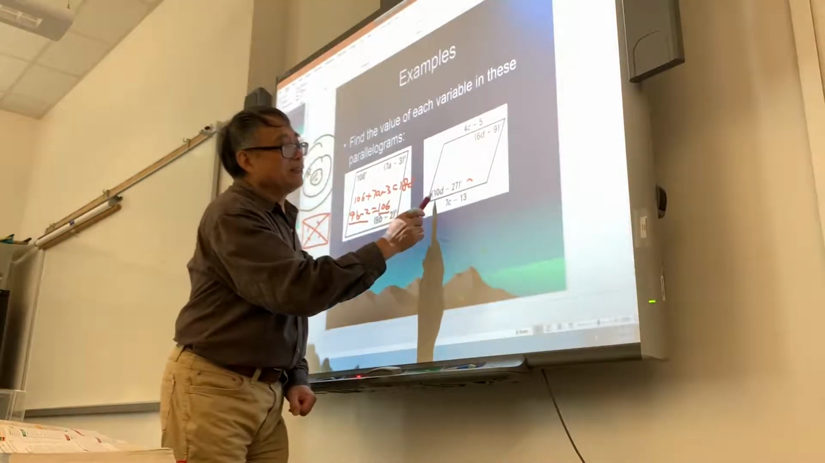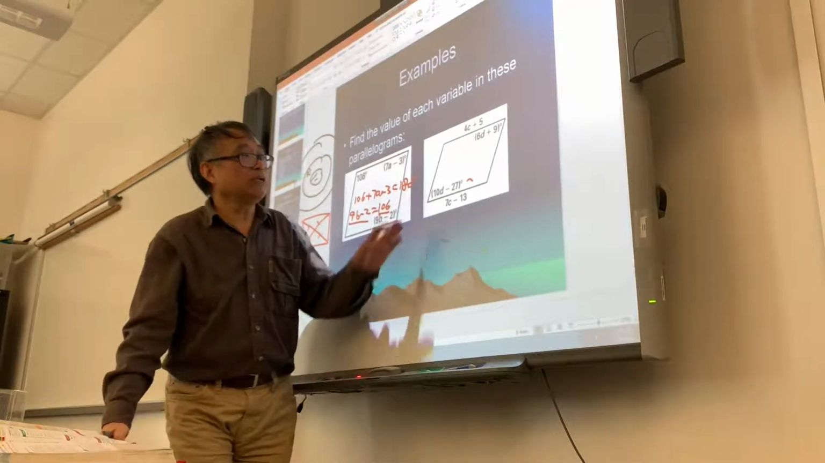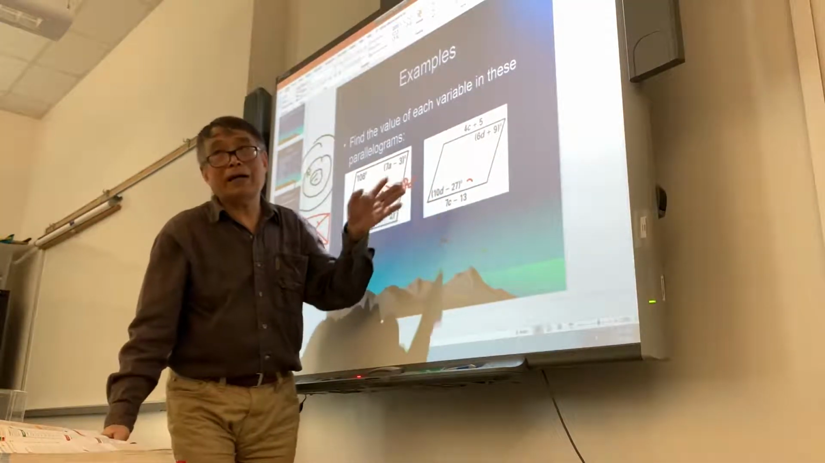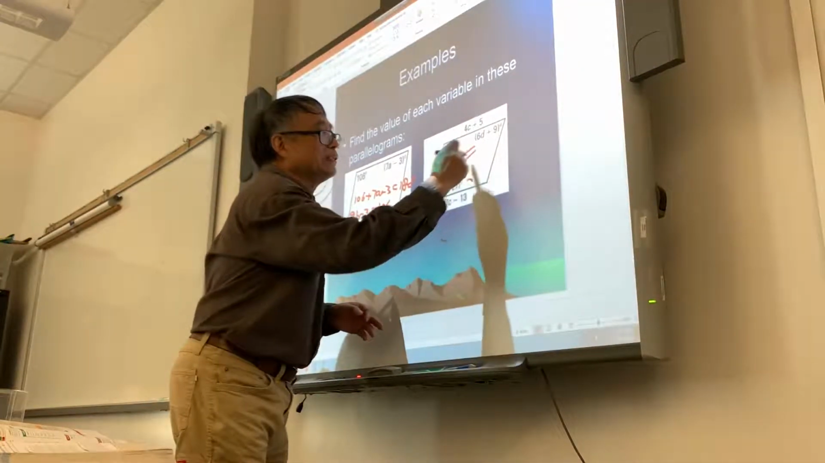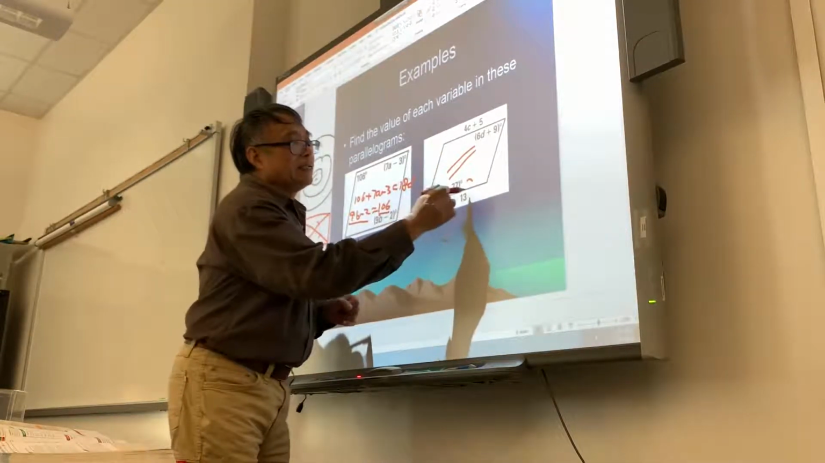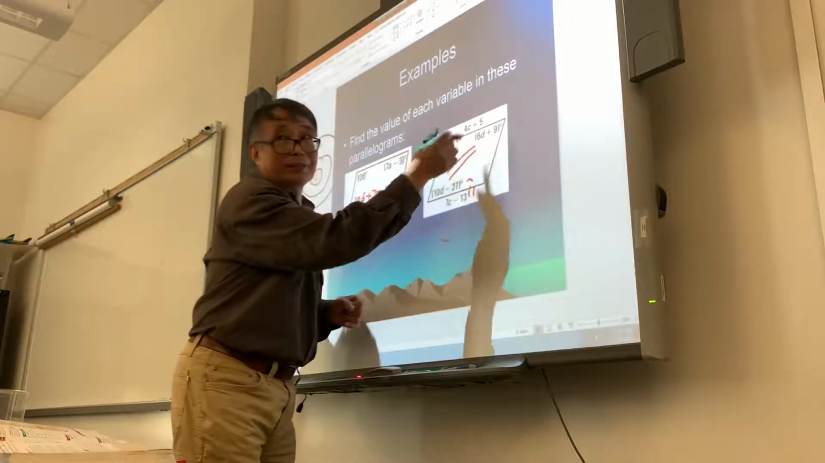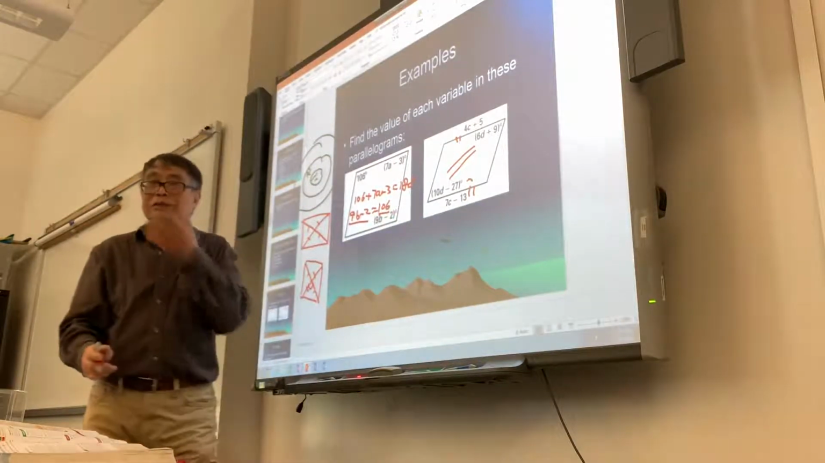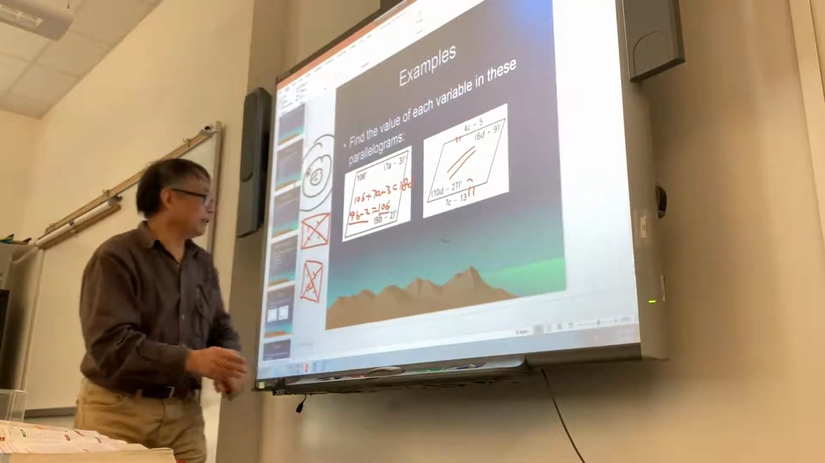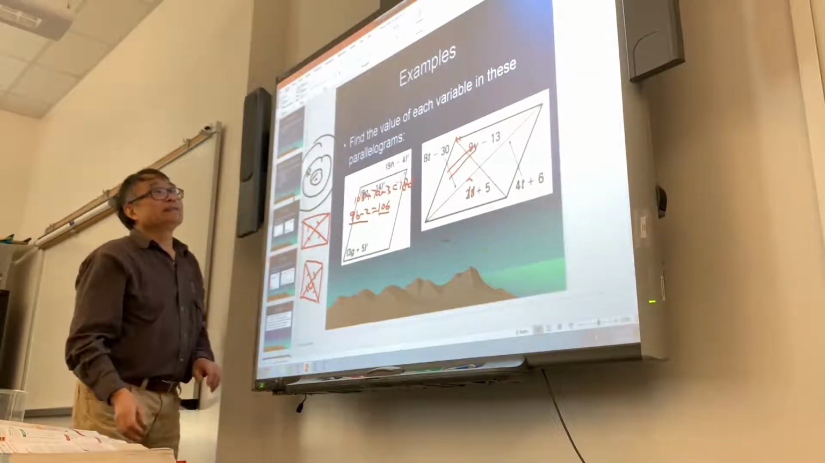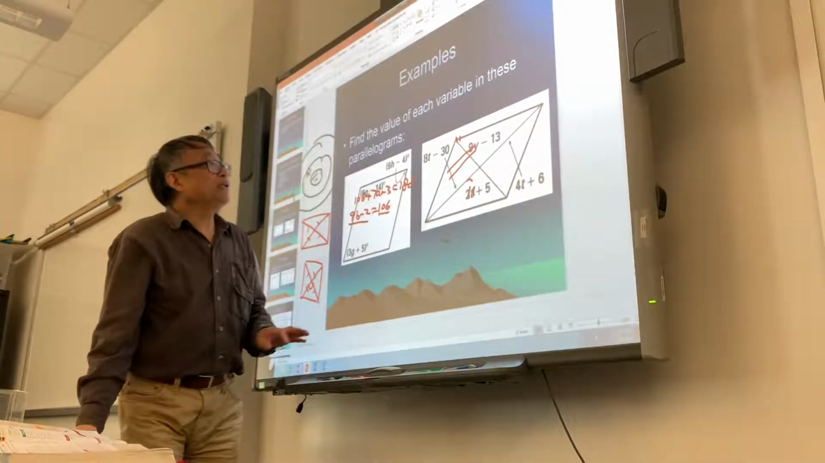Same question like this. How to solve for d? The two diagonals are congruent. So you set up the equation. This one equals this one to solve. Opposite sides are congruent. Set up the equation. So this part is easy work. Don't make a mistake. Find the value of each variable in those.